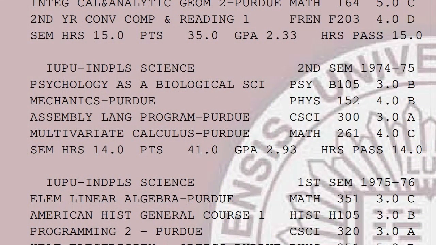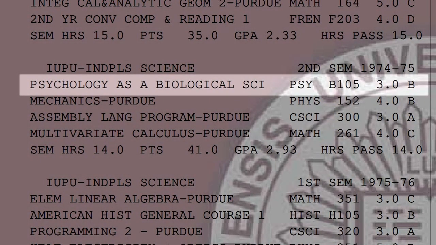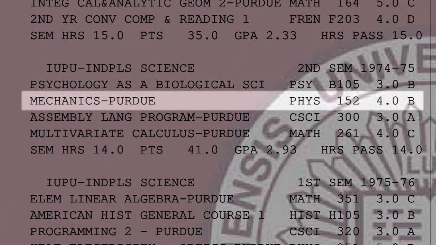My transcript for the spring semester of 1975 shows that I took psychology as a biological science, Psych 105, which I discussed in the previous episode. I earned a B for that class. Next I had Physics 152, Mechanics, which I've also talked about in other episodes, especially the one about my friend Mike Gregory, who took the class with me. That was another B for 4 credit hours.